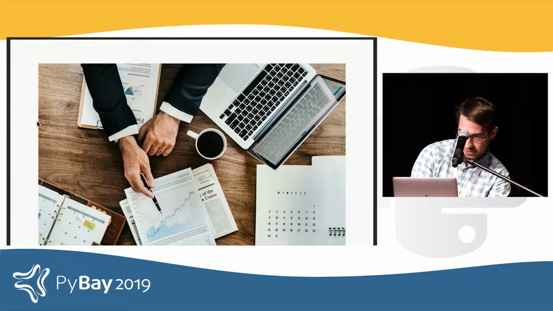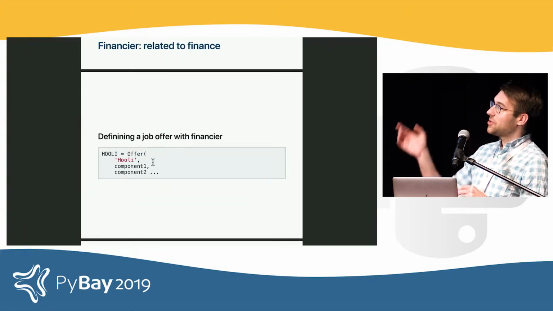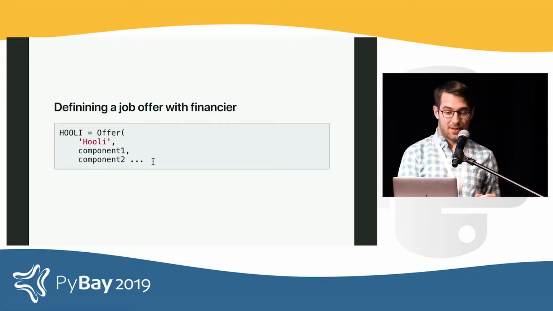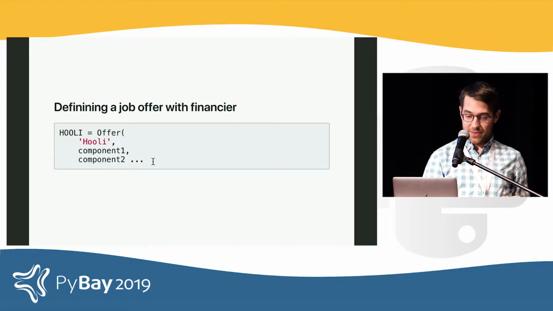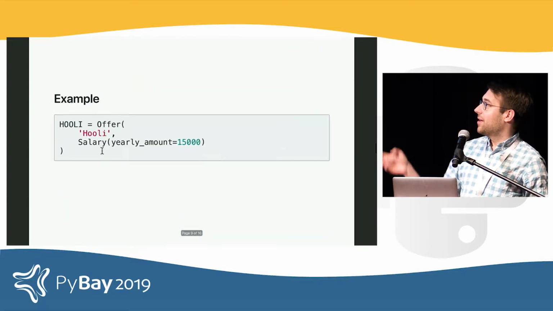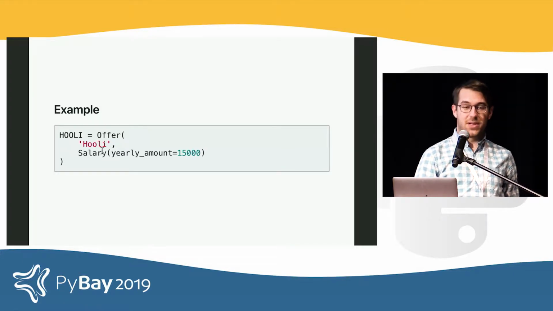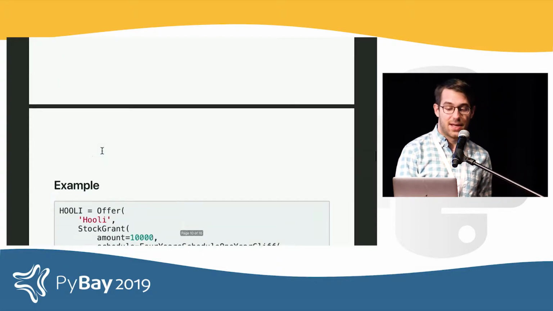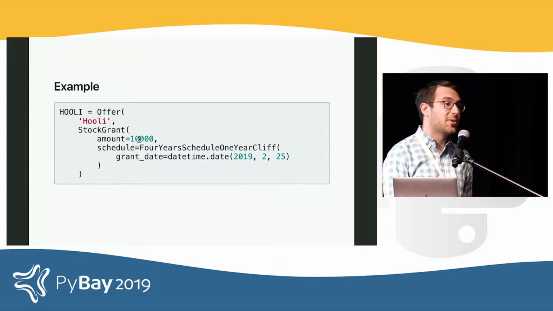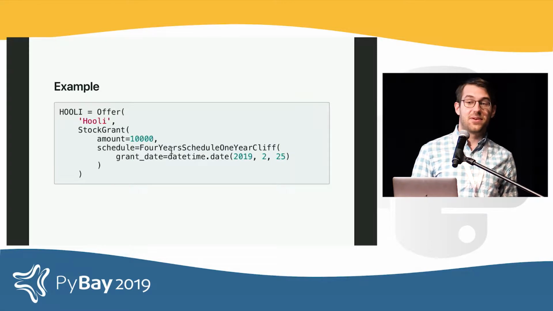It looks like my slides are a little small. OK, all right. So you can create a job offer with Financier, and it's just a Python object. You give it a name and a bunch of components. So what is a component? It's, for example, a salary. So you can say, this job pays $15,000 a year. You can also add stock grants. So you can say that's about $10,000 worth of stocks that vests over 4 years with a 1-year cliff. If you've tried to do that with a spreadsheet, it's very complicated.